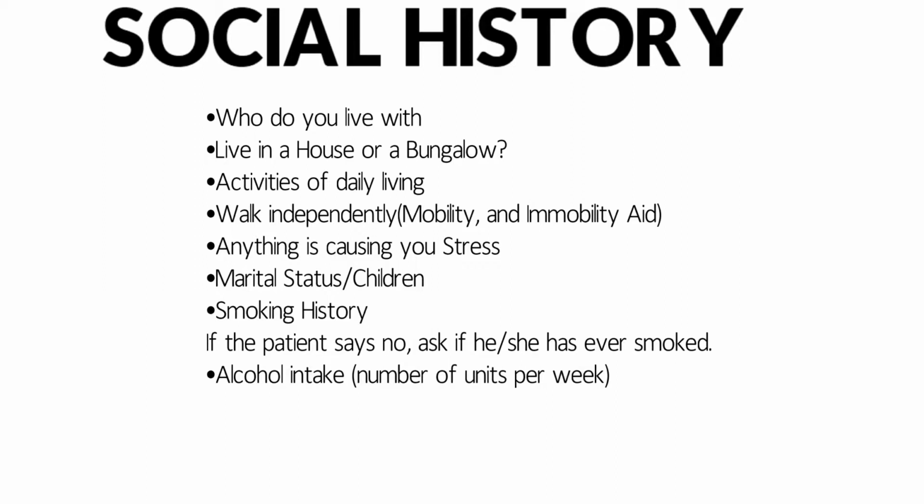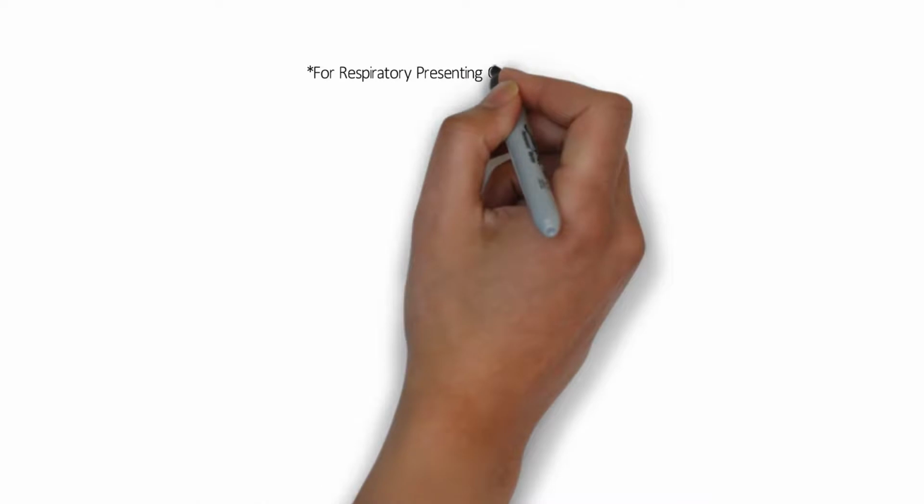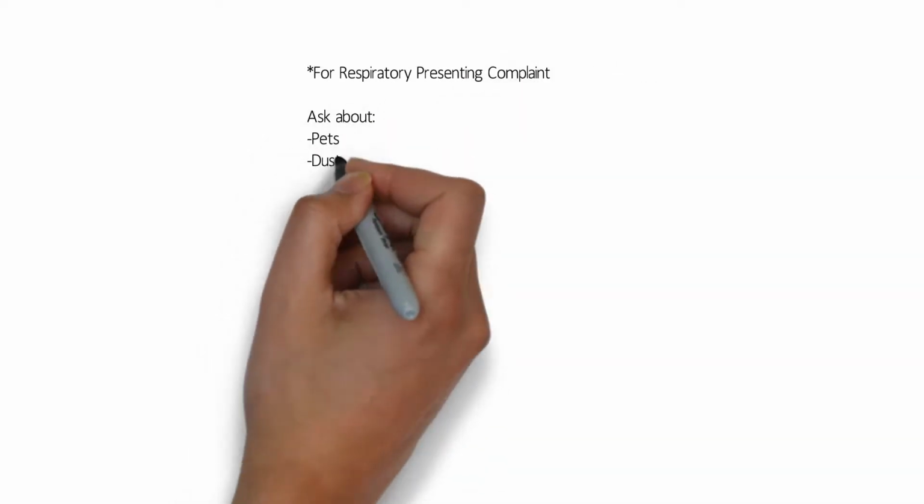Then we come to the addictions. If he or she smokes, if yes, then the number of cigarettes per day. If the patient consumes alcohol, then the number of units per week. And whether the consumption of alcohol has affected him at home or at work. In social history, we may need to ask further in regard to the presenting complaint.